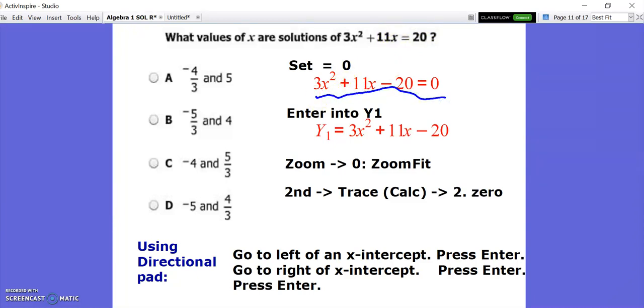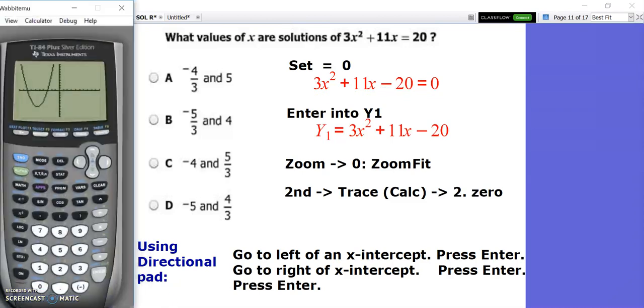And then I want to type that equation into my calculator. So grab a calculator. Let's go back to y1, or y equals. And we're going to clear this out, and let's type in this new equation. So 3x squared plus 11x minus 20. And then let's just do zoom standard and see if it works again. So zoom 6.